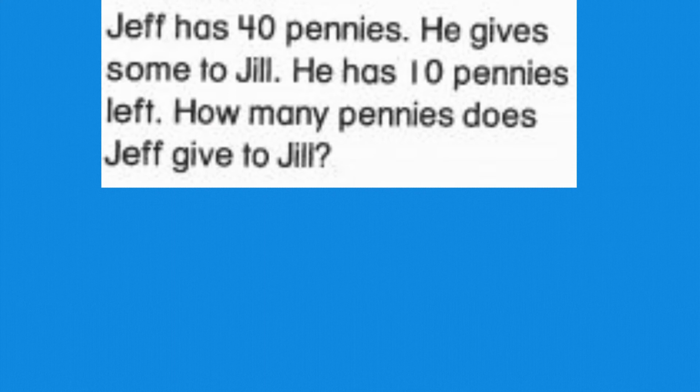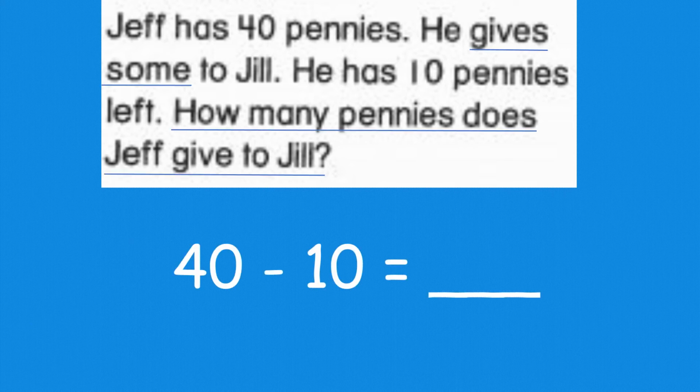Okay, here's another problem out of your book. Read it with me. Jeff has 40 pennies. He gives some to Jill. He has 10 pennies left. How many pennies does Jeff give to Jill? Now, before we start our model, let's go ahead and underline some parts of that problem because there's a lot of information in that problem. This says that he gives some, which means we're going to be subtracting because he's giving them away. And then our question says, how many pennies does Jeff give to Jill?